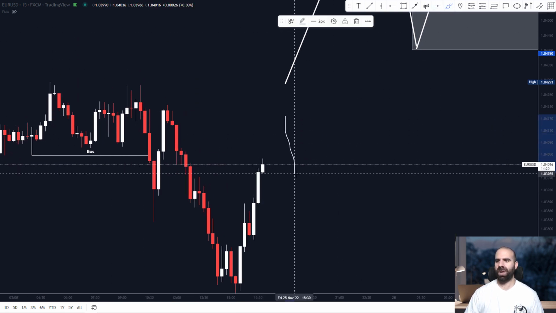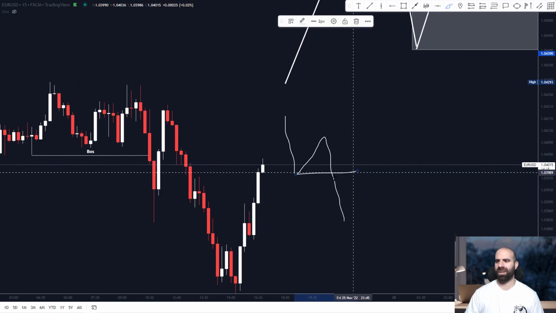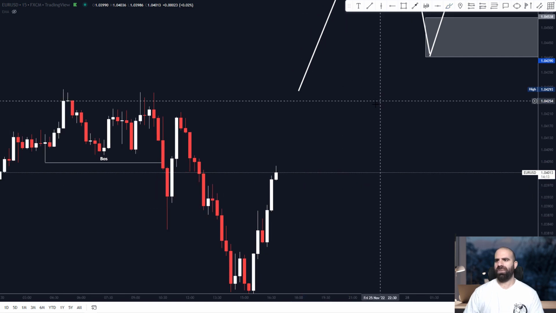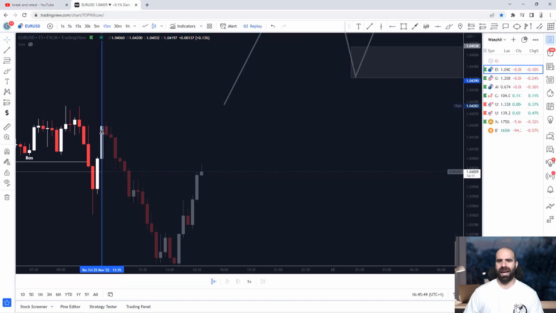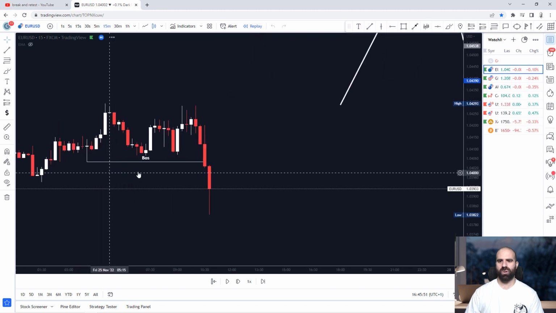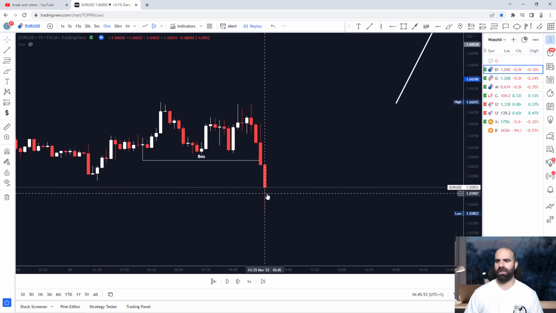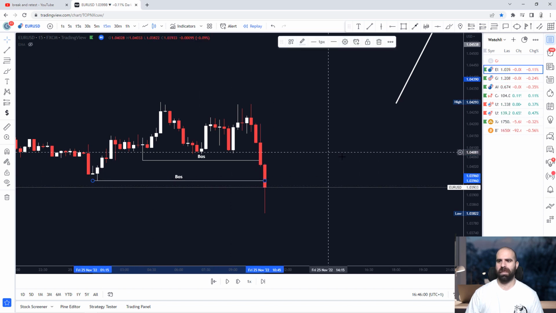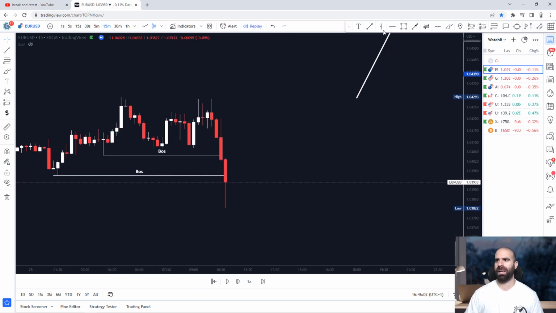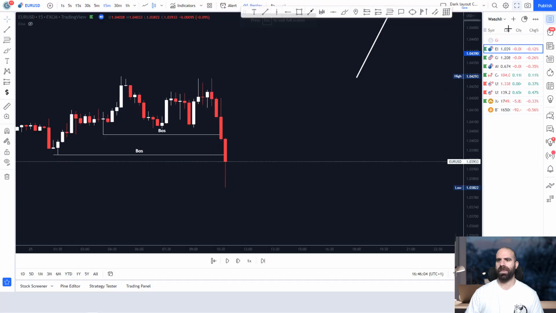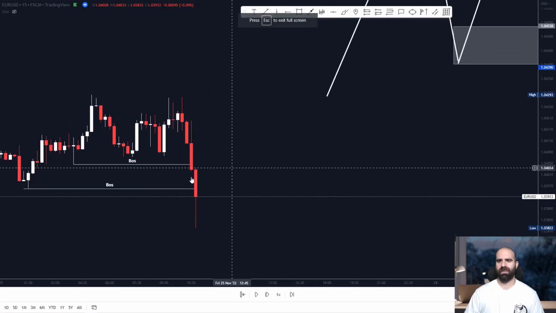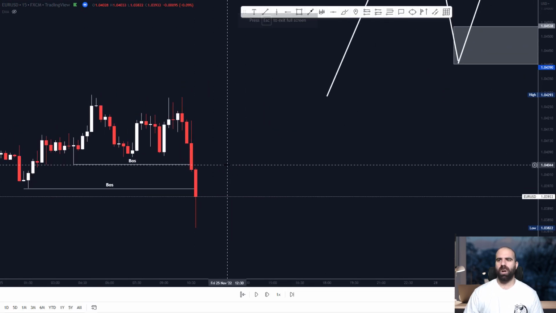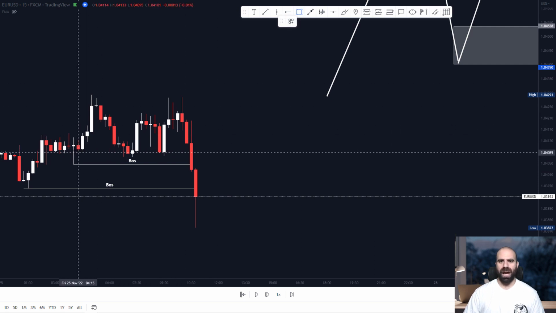So it is an example where we break structure towards the downside. If I go a little bit back in time, let's go here, because with this candlestick we broke structure, but with this one we broke yet one more structure, which is this major structure on the 15-minute time frame right here.